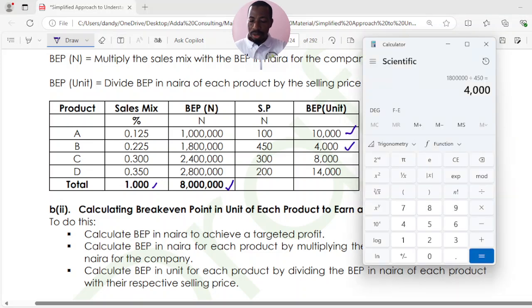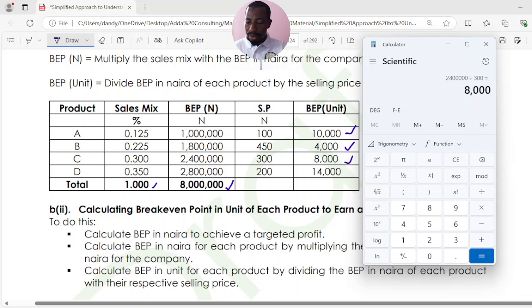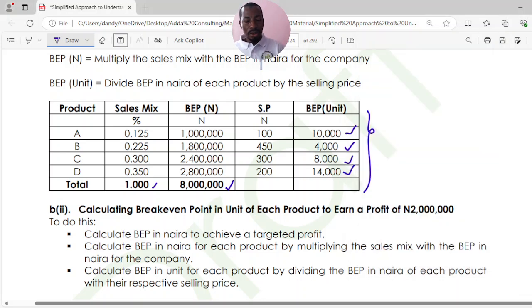Then I will move to the third one, which is 0.3 multiplied by 8 million equals 2.4 million, then divide by 300 equals 8,000 units. Then finally, 0.35 multiplied by 8 million equals 2.8 million, then divide by 200 naira equals 14,000 units. So that's that. This is how to calculate break-even points in naira and in units for a multi-product organization.